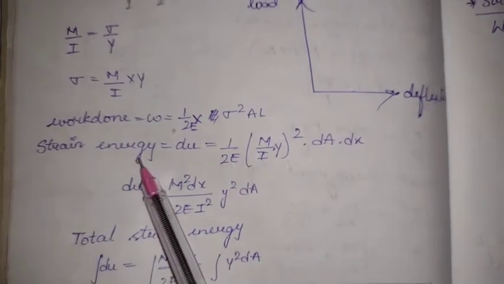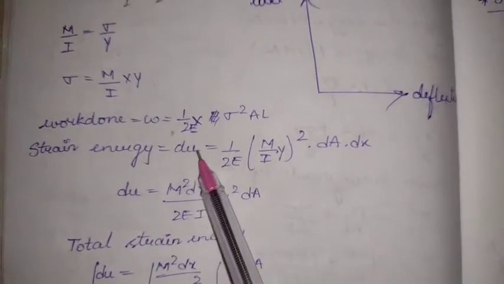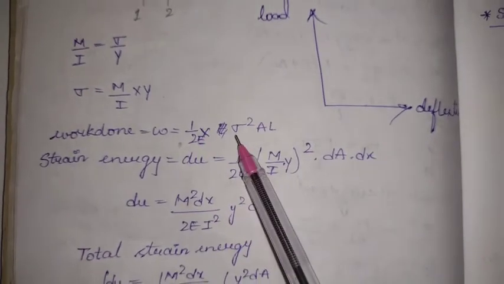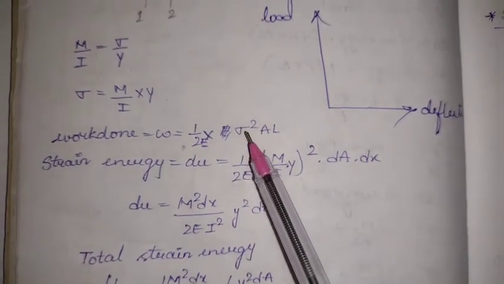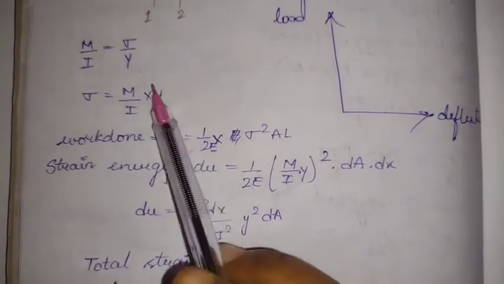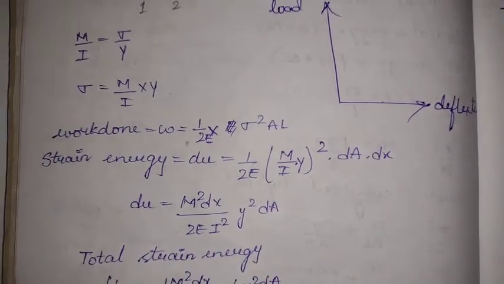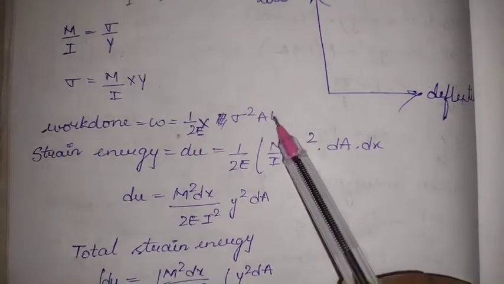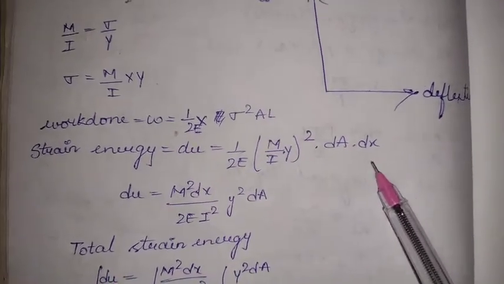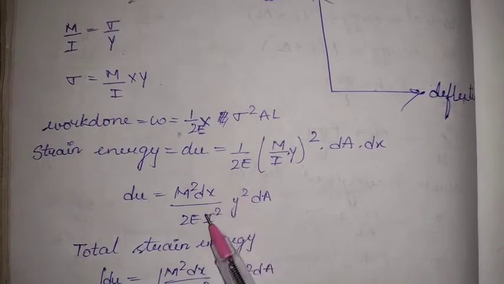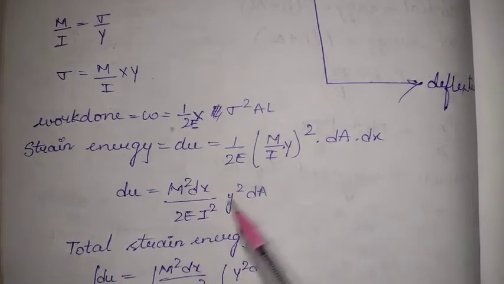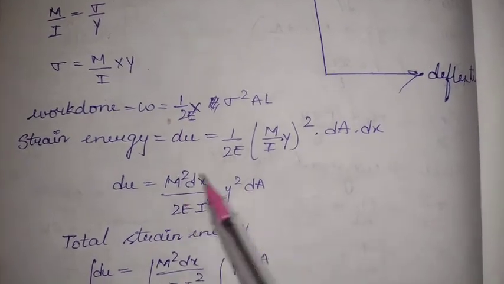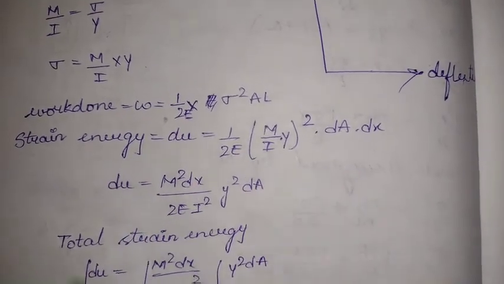We need strain energy, that is dU, the small elemental strain energy. This is the formula, 1 by 2E sigma squared, but we are substituting the value of the stress from the bending equation over here. This is a small element, the area would be dA and the length would be dx. Writing all the terms together, M squared dx by 2EI squared y squared dA. This is the small strain energy developed.